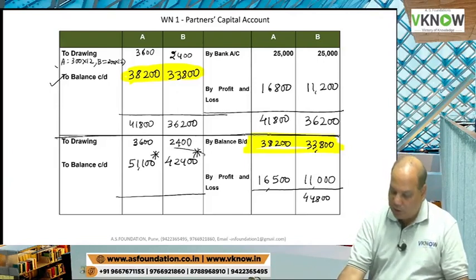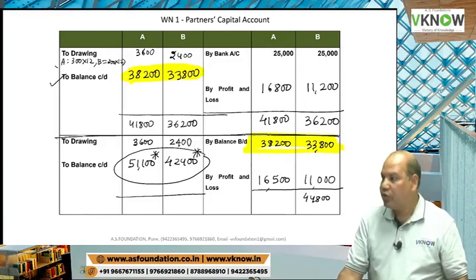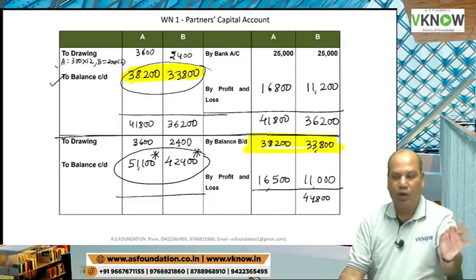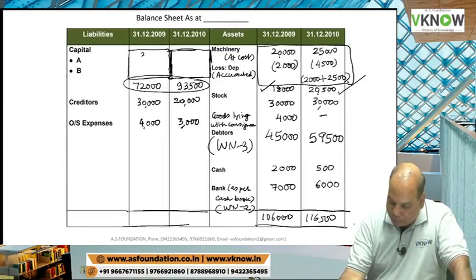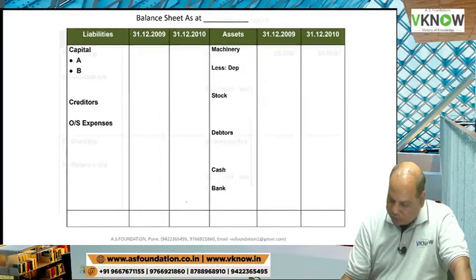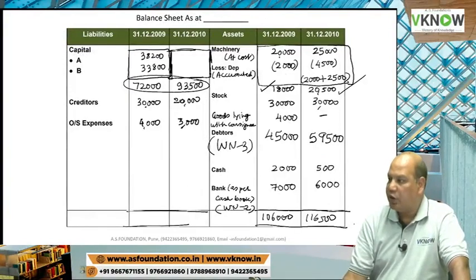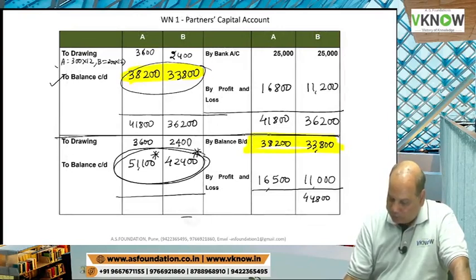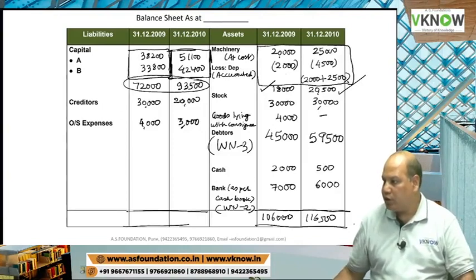Is everybody getting the same balance? Please confirm. Yes. So now what you do, just transfer it to main balance sheet and your answer is over. So partner A and B in first year 38,200 and 33,800. Cross check, the total should be 72,000 in first year, correct? Second year 51,100 and 42,400. Tanya is right.